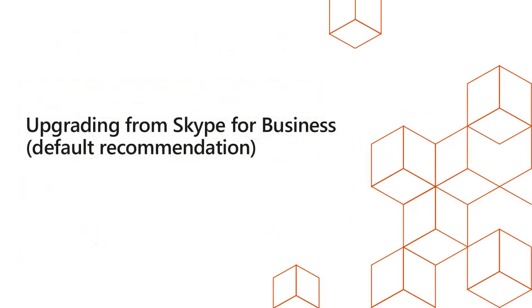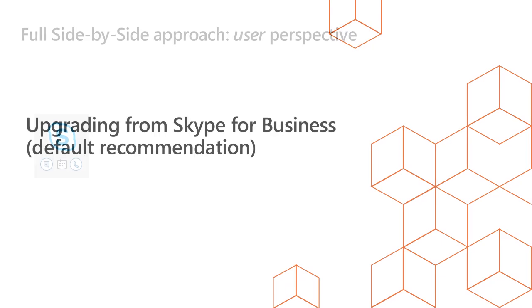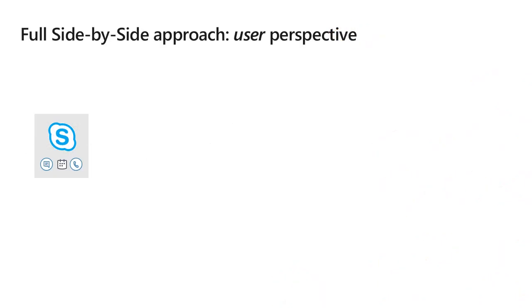So as we talk about defining that path from Skype for Business to Microsoft Teams, there's a couple of different ways that we can approach it. Let's start with our first option here, which talks about upgrading from Skype for Business using our default recommended path. Now, the first path that we're going to look at is known as the full side-by-side approach. And we're going to look at this from the user perspective. In fact, we're going to put this into a bit of a scenario for us.